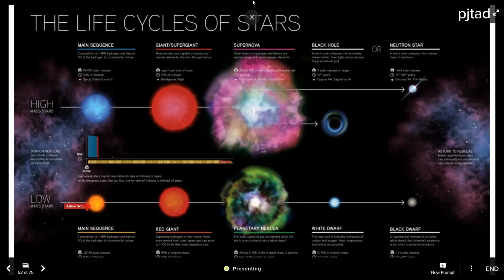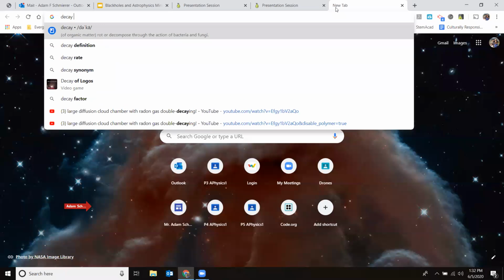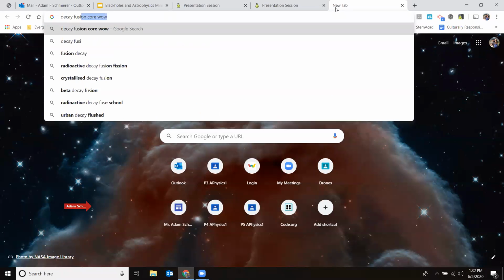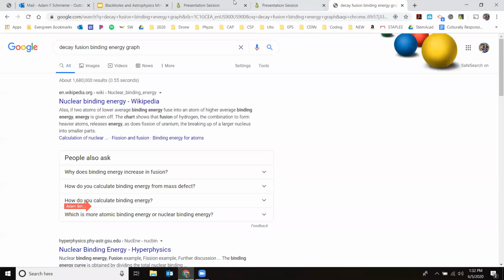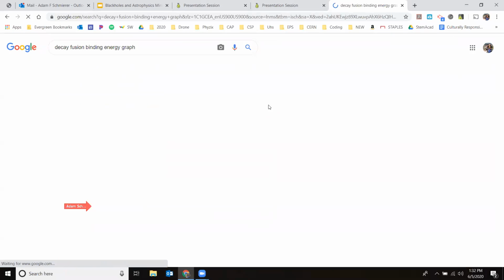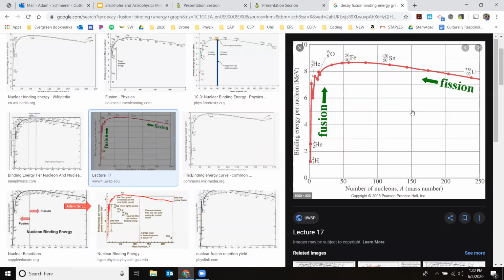But, oh man, you guys deserve the best. Decay, fusion, binding, energy, graph. Can't believe I didn't put this graph on here. I feel bad. I have failed you. I'm so sorry. Ooh, I like this one. There you go. That's actually a pretty good one.